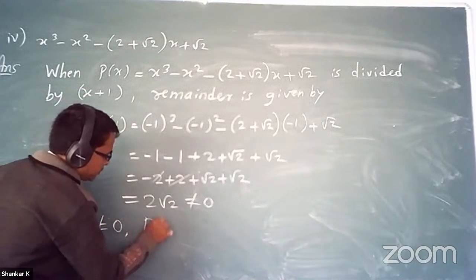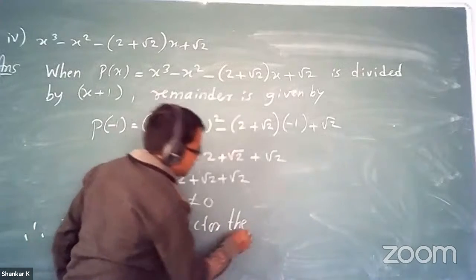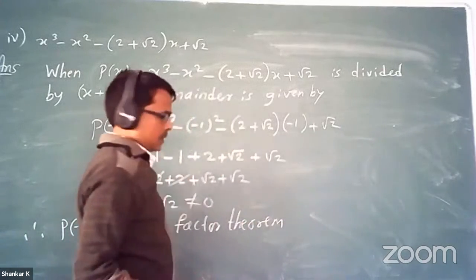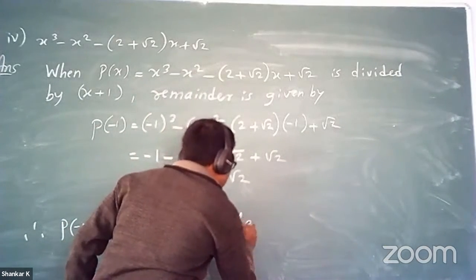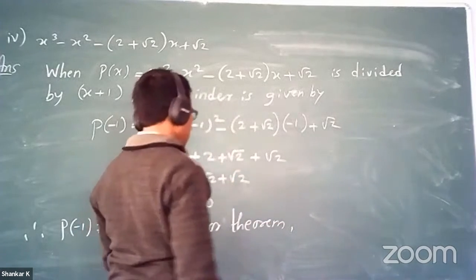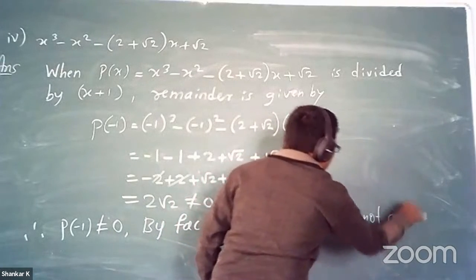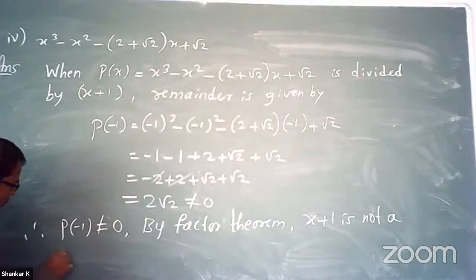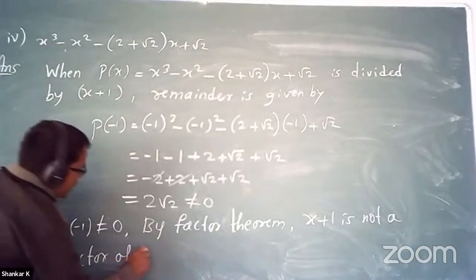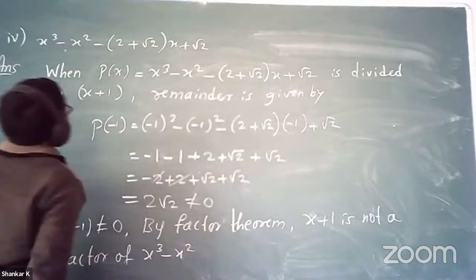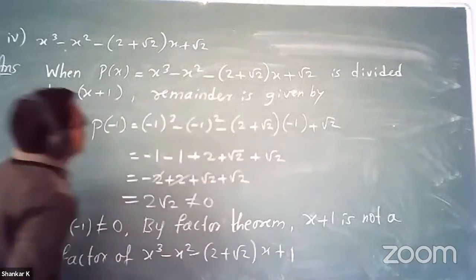By factor theorem, x plus 1 is not a factor of this x cube minus x square minus (2 plus root 2) into x plus 1 plus root 2.